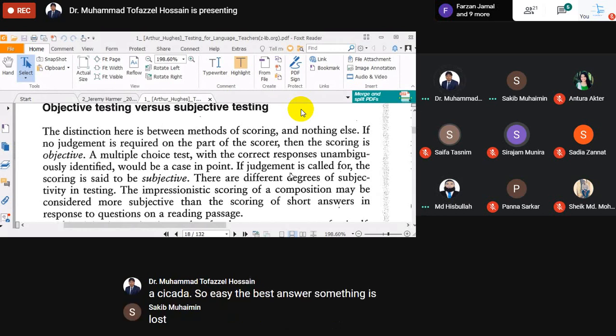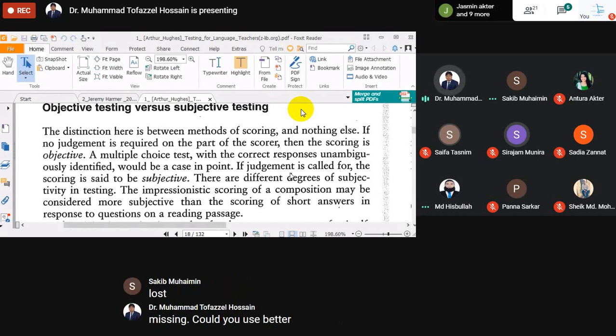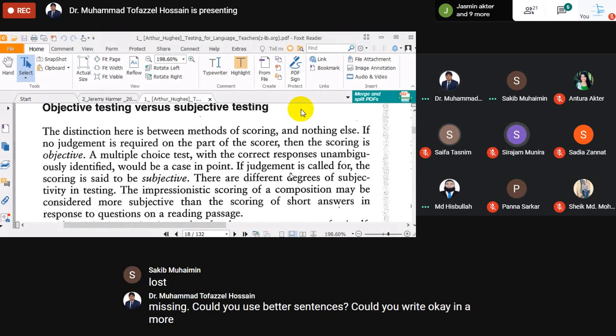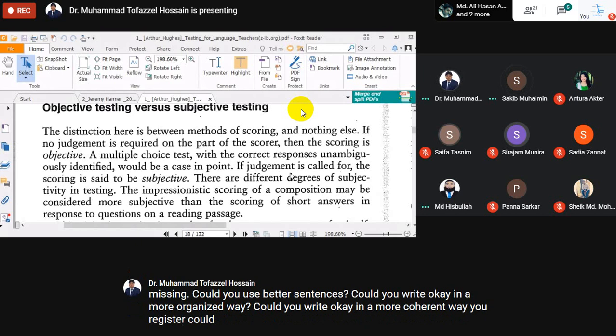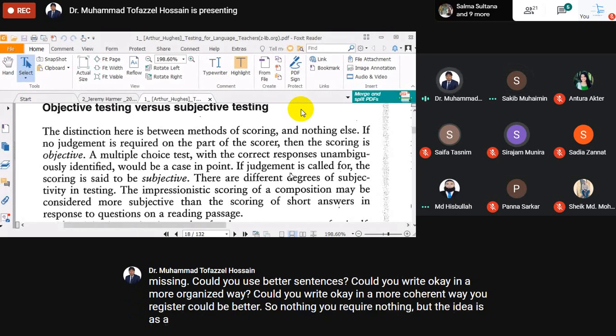Is something missing? Could you use better sentences? Could you write in a more organized way? Could you write in a more coherent way? Your register could be better. So nothing. You require nothing. Got the idea? As a scorer, I do not need to give any judgment.